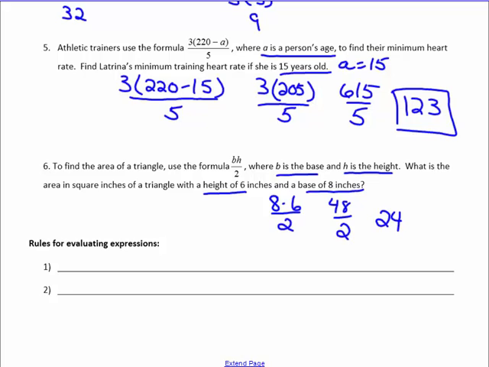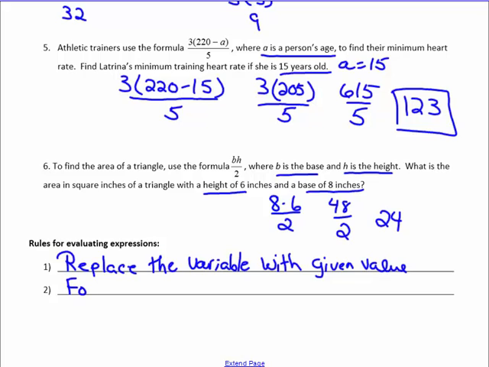So what steps did we take? Notice I only wrote two here, because the first thing you're going to do is replace the variable with its given value. Then we follow PEMDAS. All right, any questions? You guys know what to do.